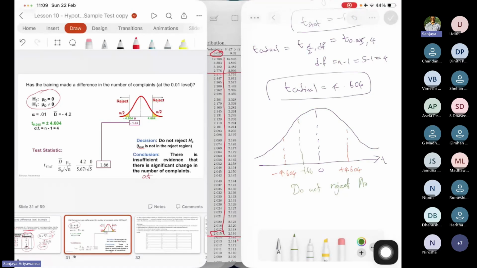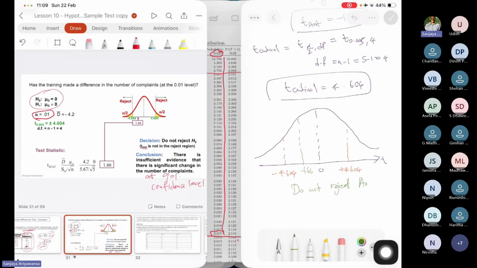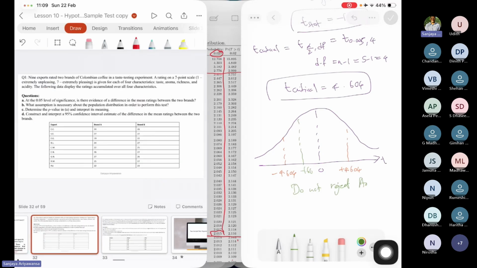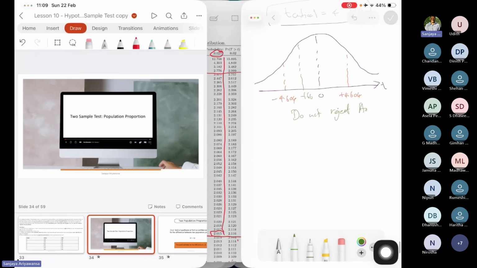At 95, was it 95? No, I think it was 90, right? Yes, alpha was 0.01. So at 90% confidence level, there is insufficient evidence that there is significant change in the number of complaints, right? So the intervention hasn't worked out. I've given another couple of examples there as well, so you can try it out.